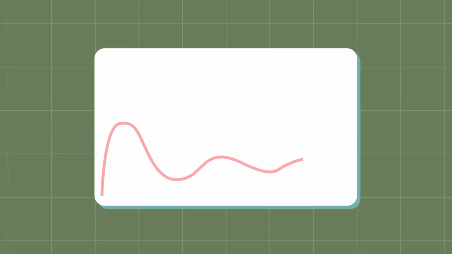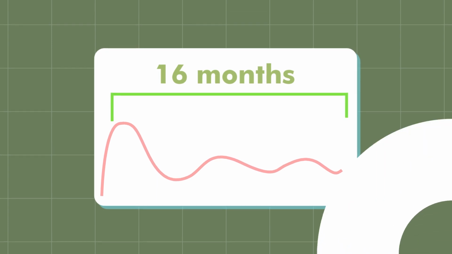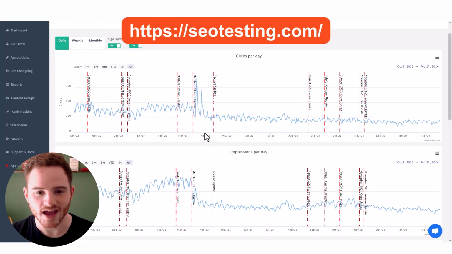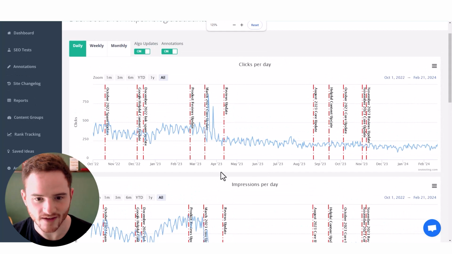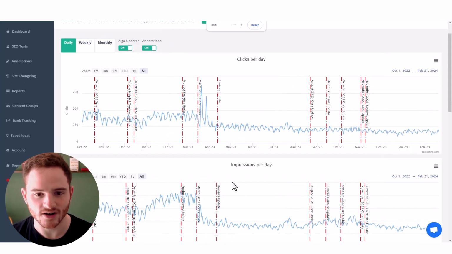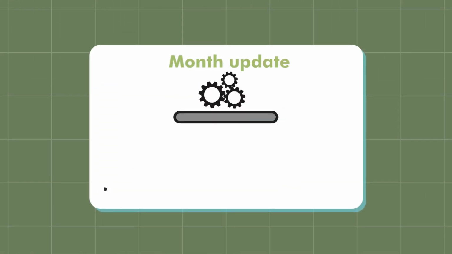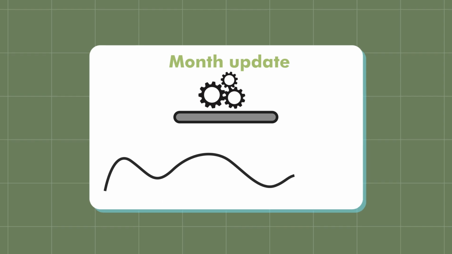If your traffic drop was just in the last 16 months, SEOtesting.com has this great feature where it looks at the data and cross-references it with all of the Google updates. So here we have the March core update, the product reviews update, and various different updates that show us what might be the affecting updates of your traffic drop.